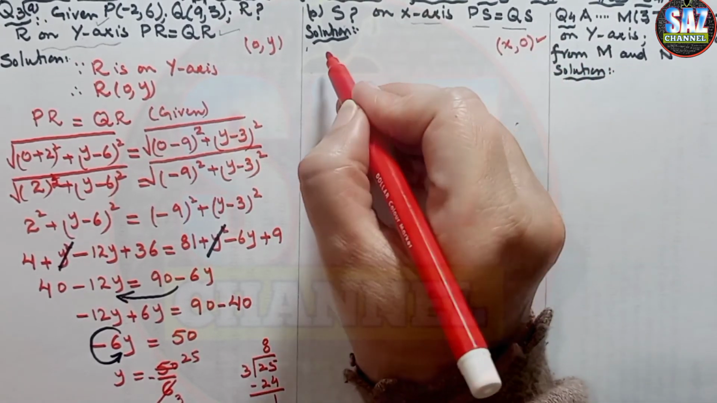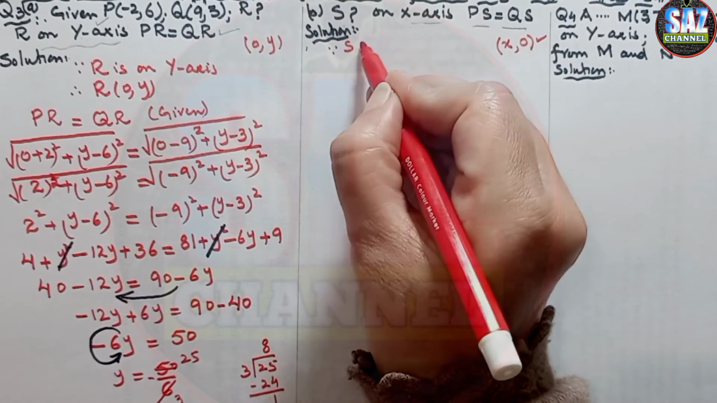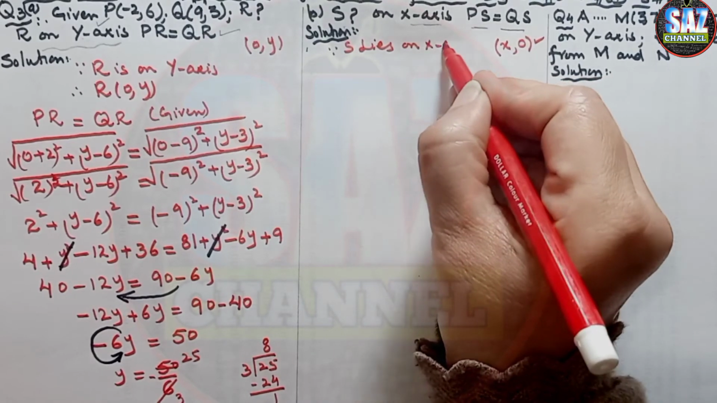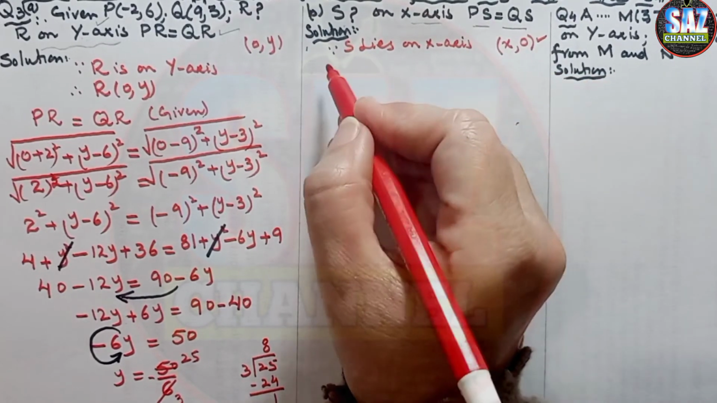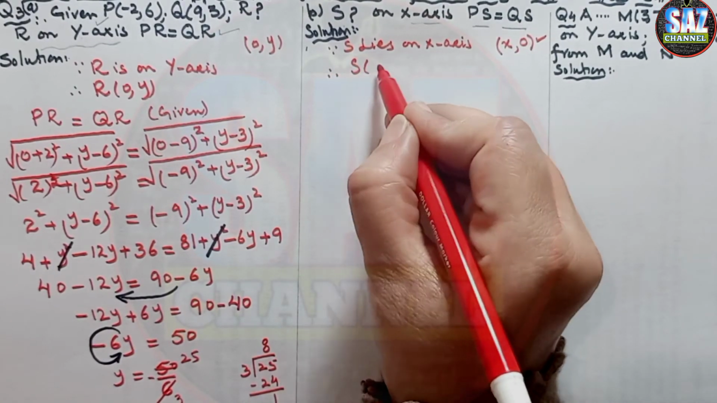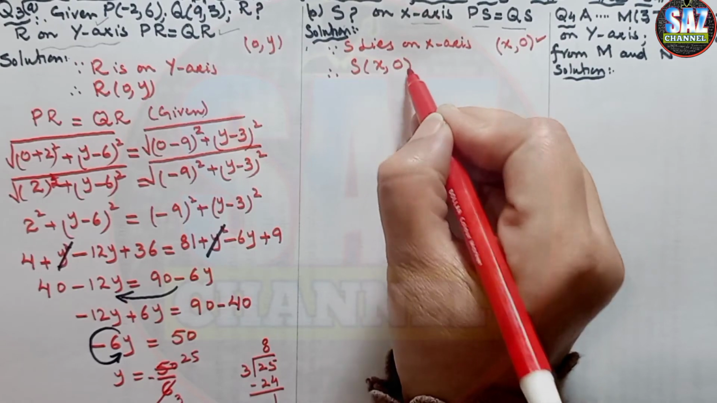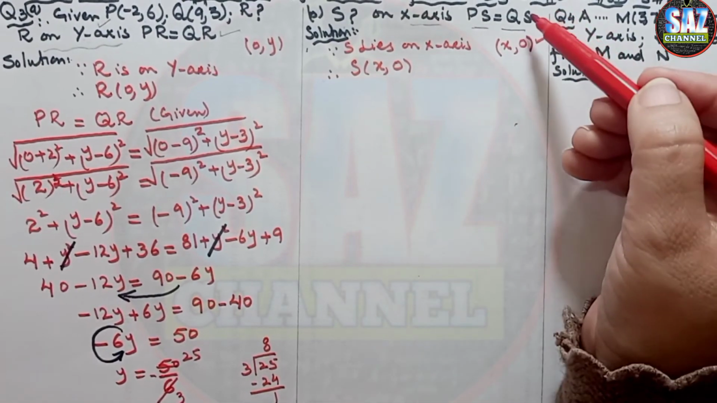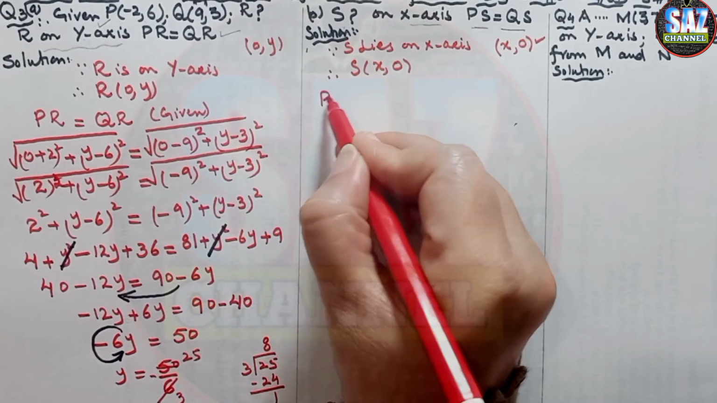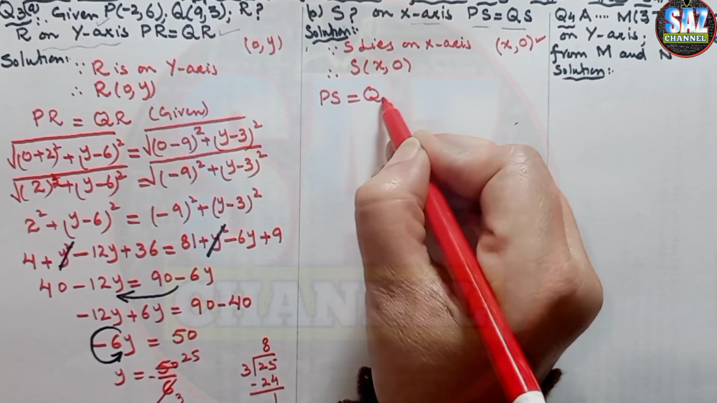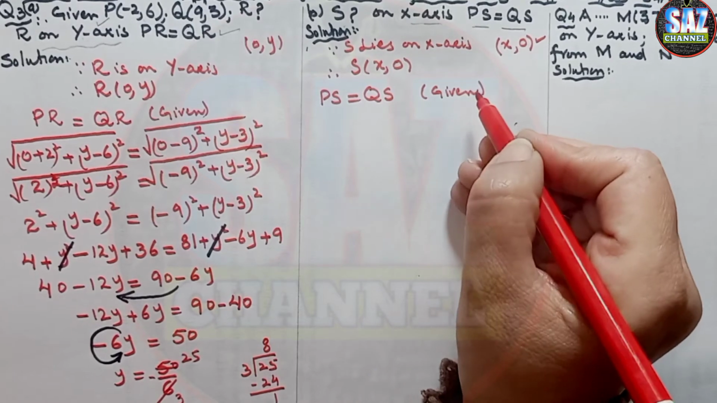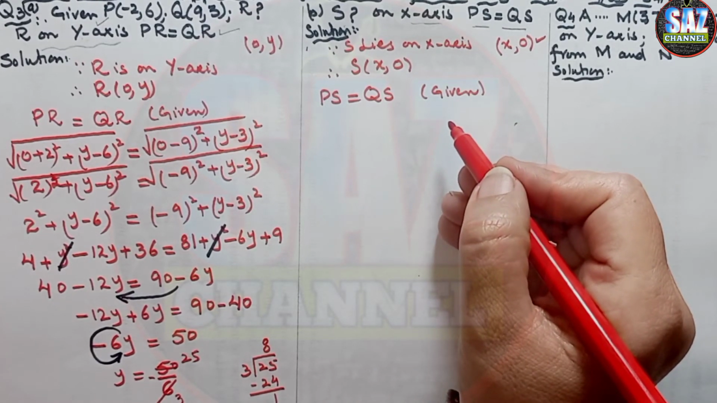So because here S lies on x-axis, therefore coordinates of S will be x and 0. Now the second condition that we must follow is that PS equals to QS distance, and it is given. You must support your working with this short statement so that the examiner can understand your working well.